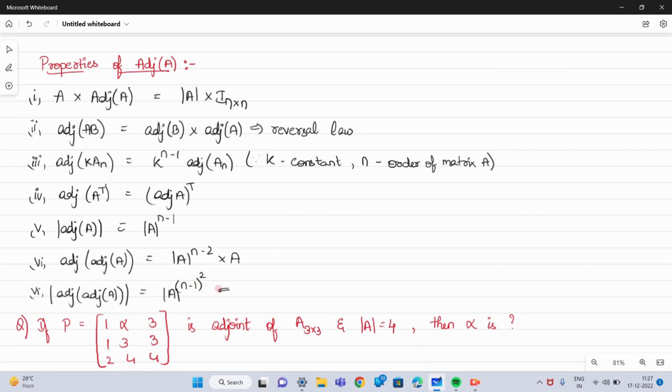And this also continues like adjoint of adjoint and so on, R times. If R times are there, then we can write it as determinant of A whole power N minus 1 whole power R. Okay.